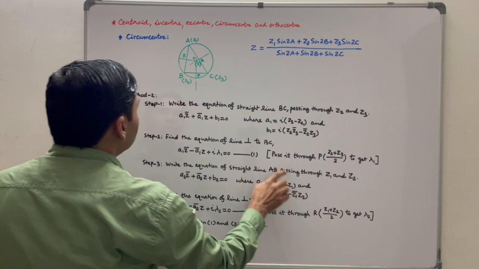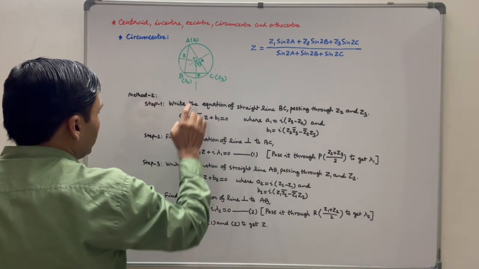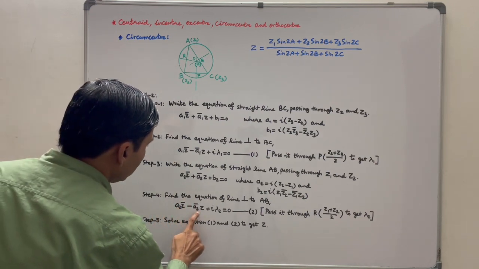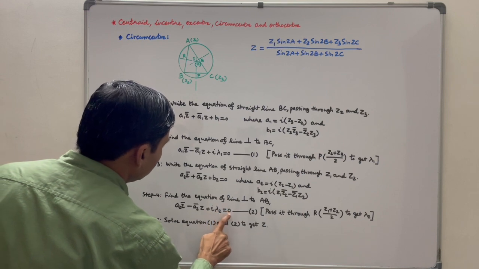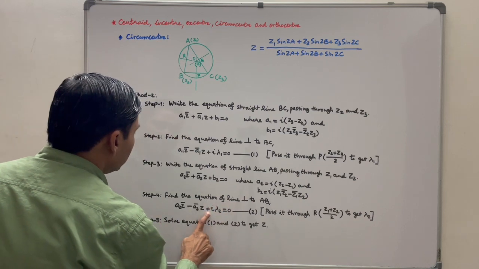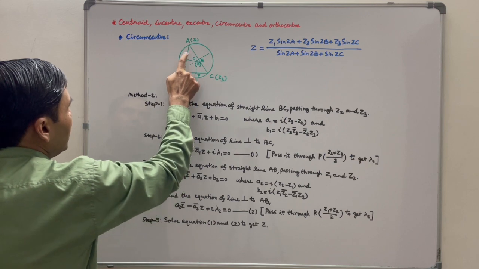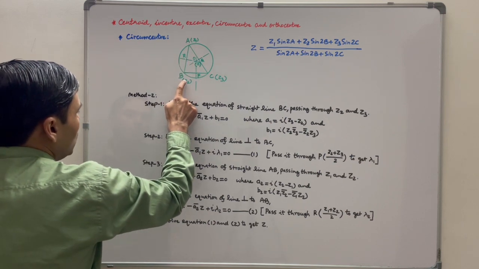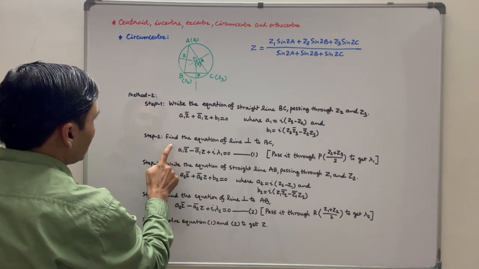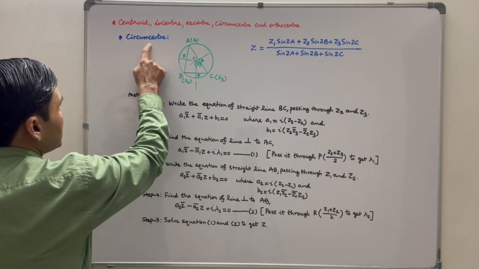Next, we will find the equation of a straight line that is perpendicular to AB, and it is given by A2 Z bar minus A2 bar Z plus I lambda 2 is equal to 0. Suppose this is equation number 2. We will pass this line through point R, which is midpoint of AB, and it is given by Z1 plus Z2 by 2. We will get the value of lambda 2. Finally, we will solve equation number 1 and 2 to get Z, which will be circumcenter.